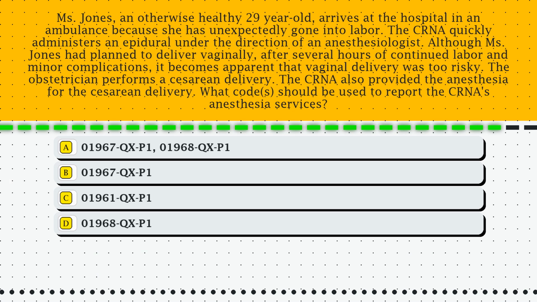Question 109. Ms. Jones, an otherwise healthy 29-year-old, arrives at the hospital in an ambulance because she has unexpectedly gone into labor. The CRNA quickly administers an epidural under the direction of an anesthesiologist. Although Ms. Jones had planned to deliver vaginally, after several hours of continued labor and minor complications, it becomes apparent that vaginal delivery was too risky. The obstetrician performs a cesarean delivery. The CRNA also provided the anesthesia for the cesarean delivery. What code(s) should be used to report the CRNA's anesthesia services?